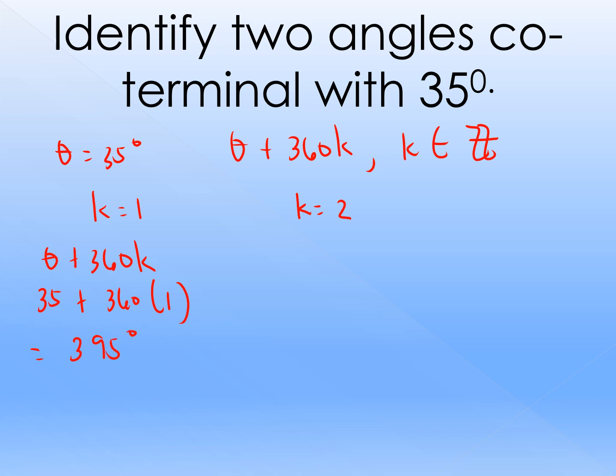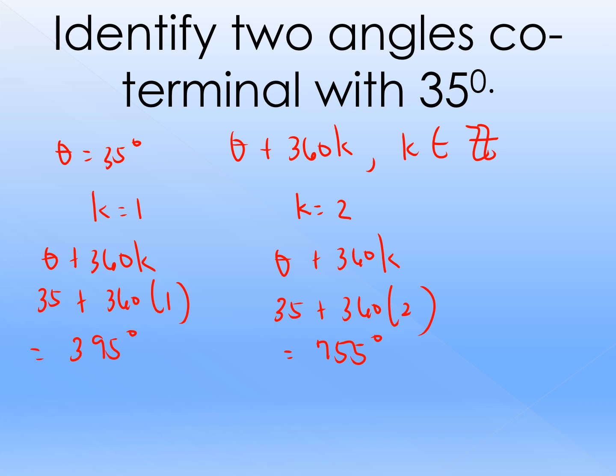For k equals 2, we can have theta plus 360k. Let's write first the formula. And then let's substitute 35 plus 360 times 2. And 35 plus 360 times 2 is equal to 755 degrees. Therefore, we can say that the two angles coterminal with 35 degrees are 395 degrees and 755 degrees.